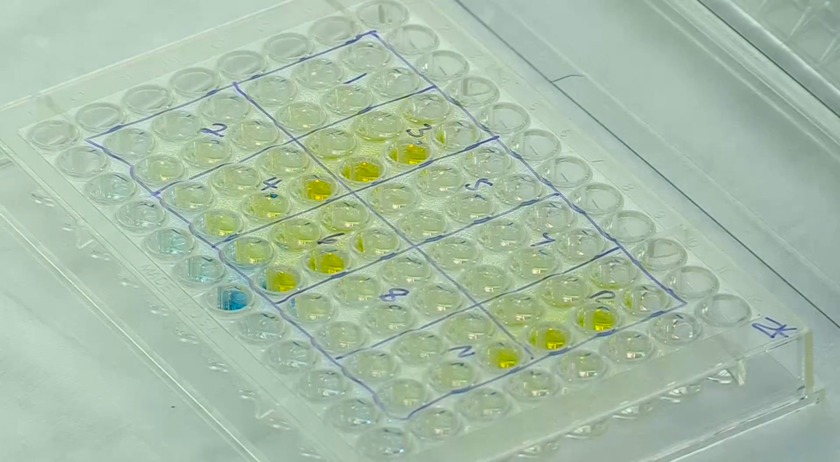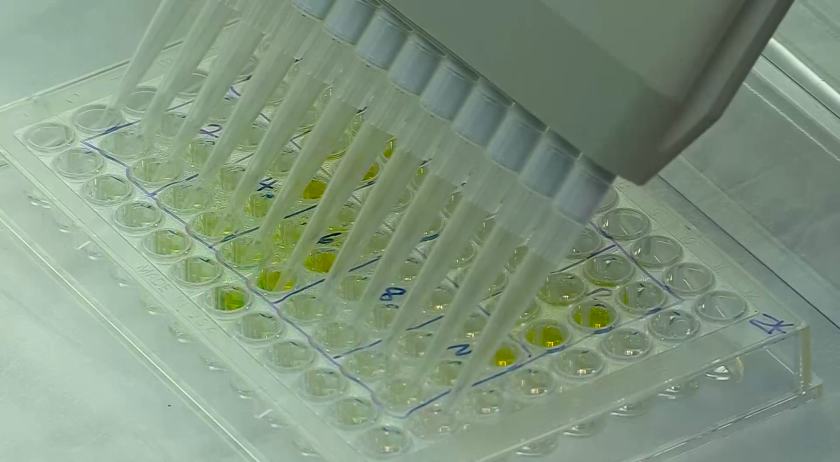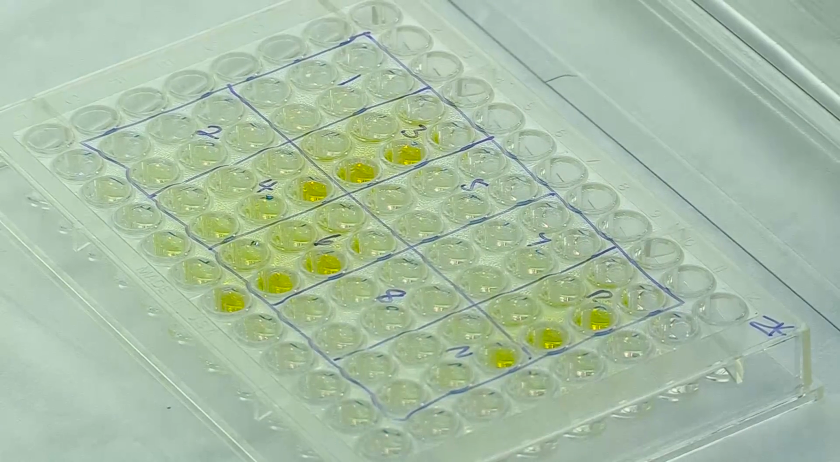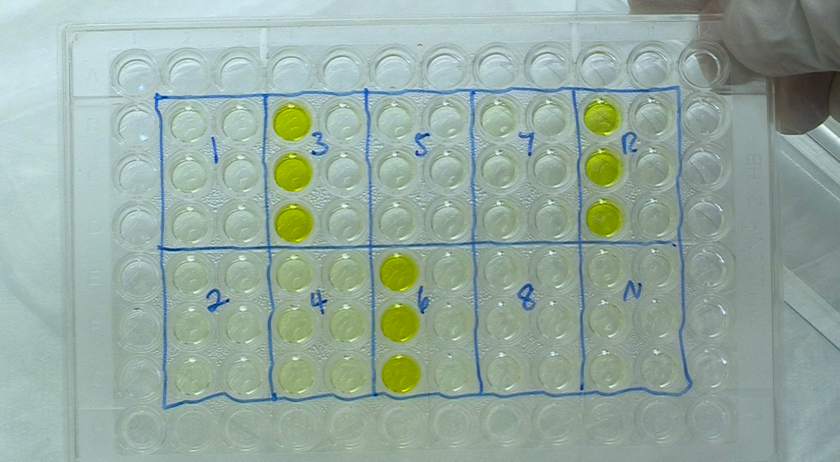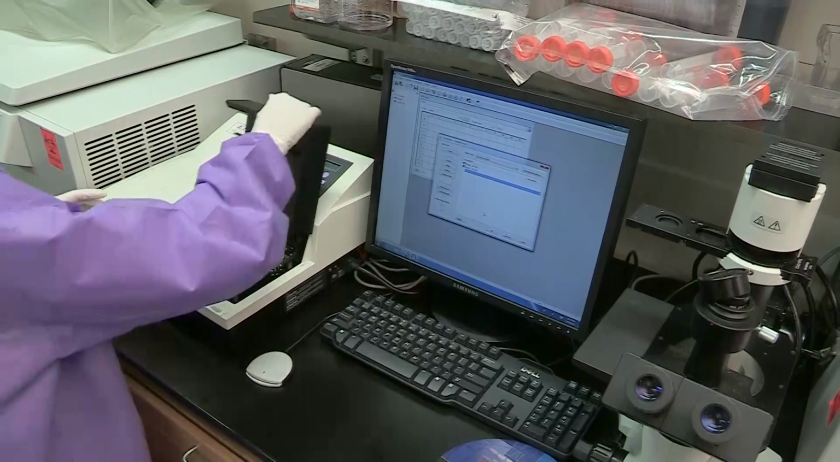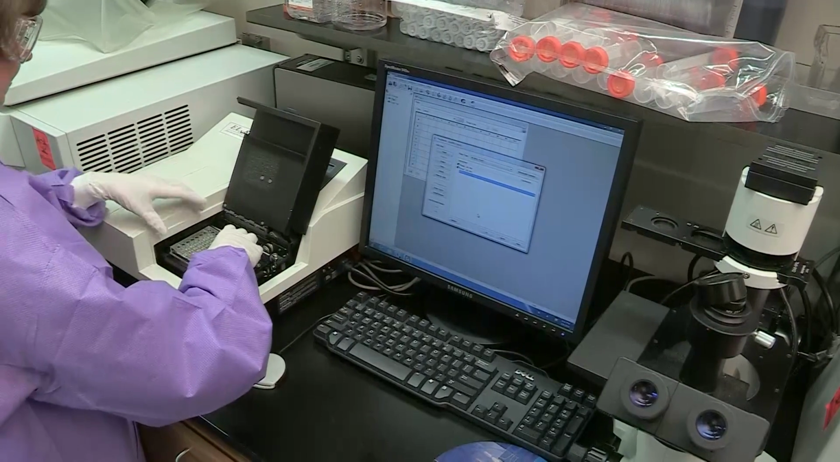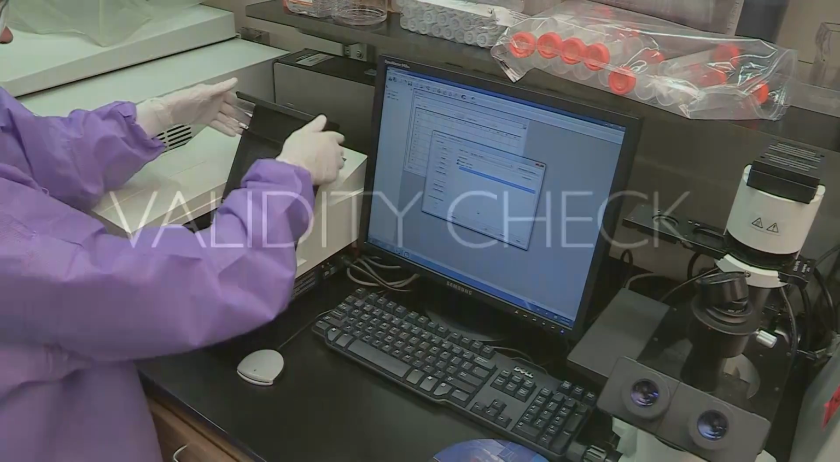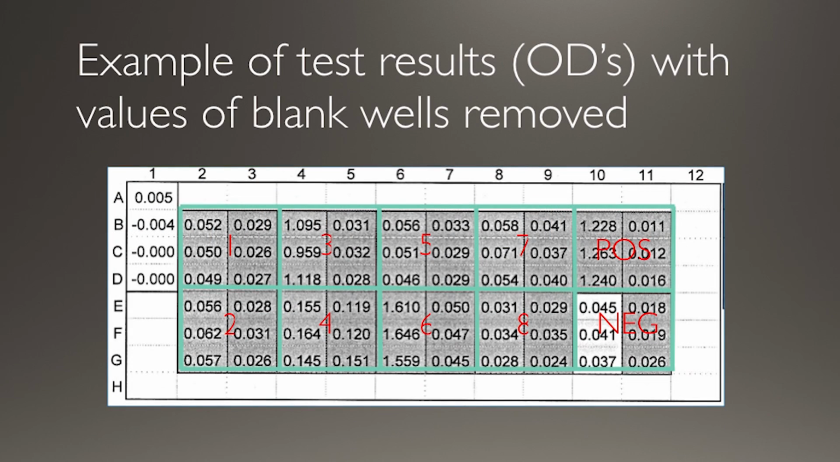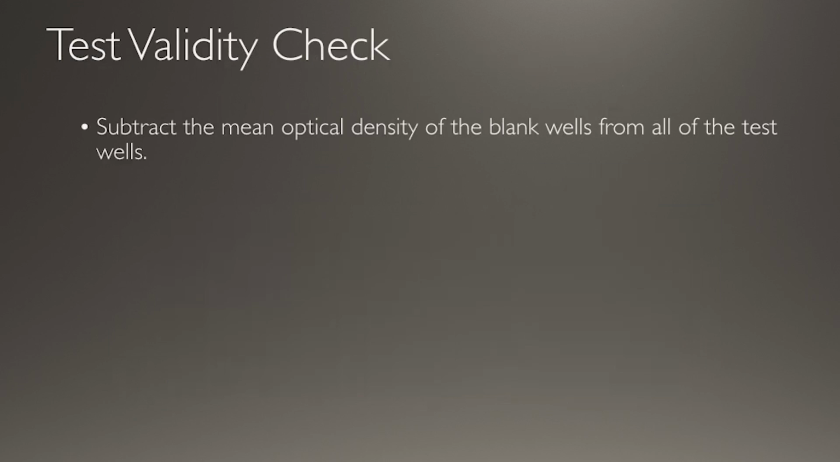In both cases, avoid making bubbles in the wells as this will affect the reading. If bubbles occur, use a small, sharp object to burst them. Wait 1 minute before reading the results. Read the plate at 450 nanometers and print out the results. In this example, the value of the blank has been removed, but it is usually 0.04 or less.